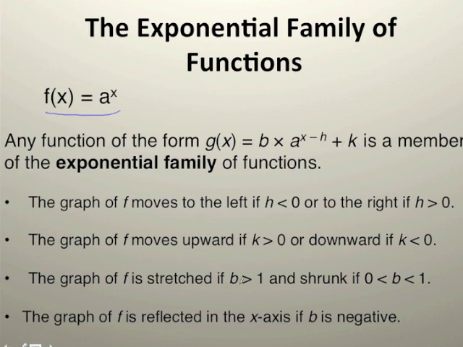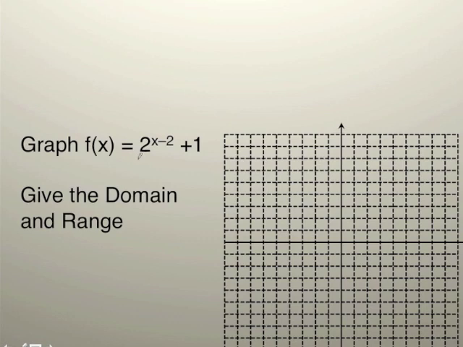It is stretched if b is greater than 1, so it gets taller and skinnier if b is greater than 1, and shrunk if b is between 0 and 1, and that makes it appear to be shorter and fatter. And it's reflected across the x-axis if b is negative. So that makes the family of functions and the changes that can happen. We know this from a previous lesson. This is the basic function we want to graph.